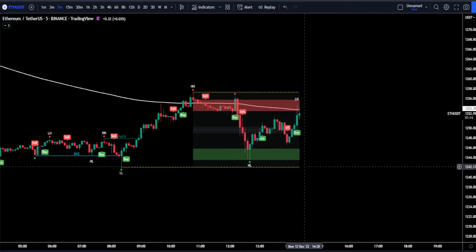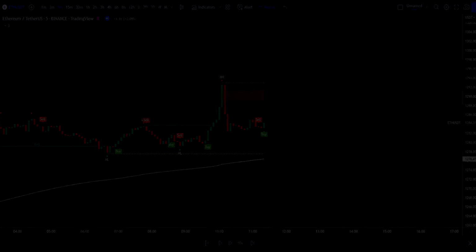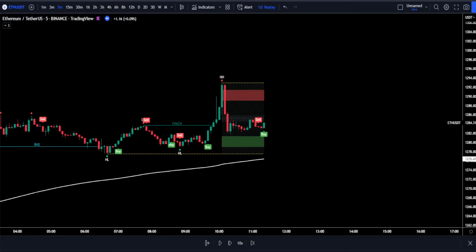Okay, now we have a general idea of what this indicator consists of. Let's move on to the entry conditions so that you can know exactly when to buy or sell. Okay, so for a valid long entry, you need to have the following conditions met.